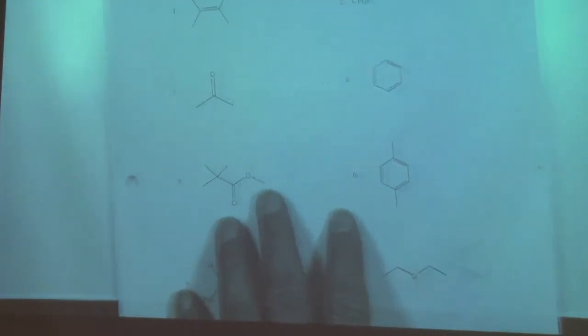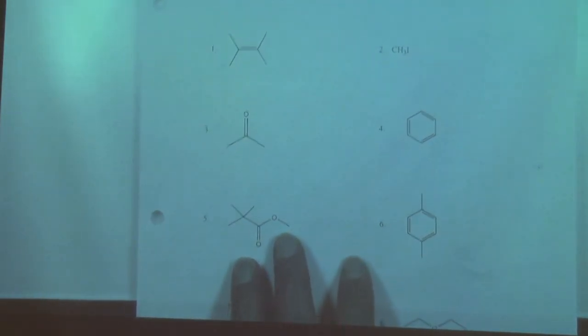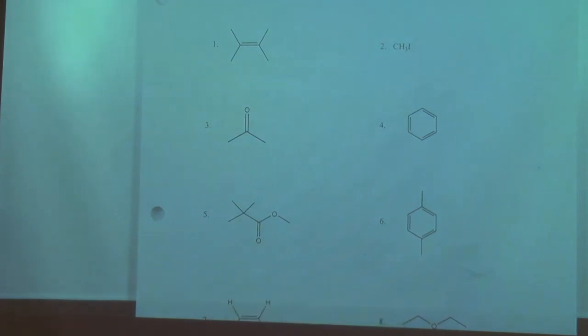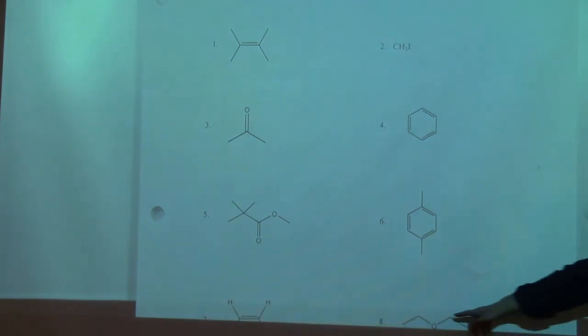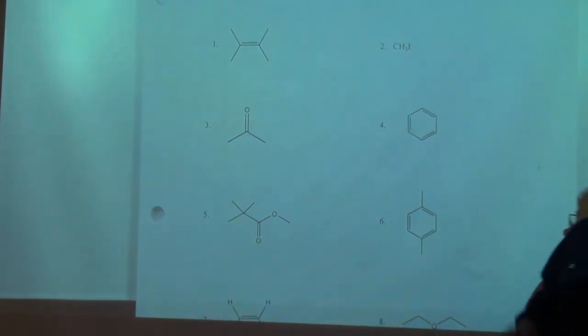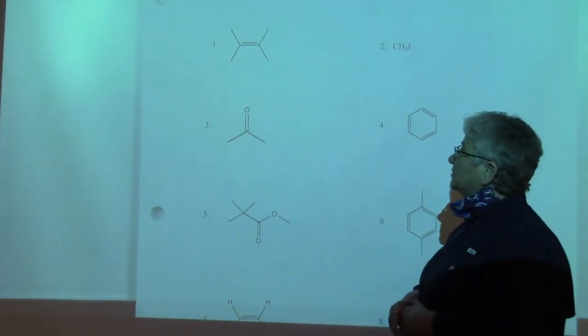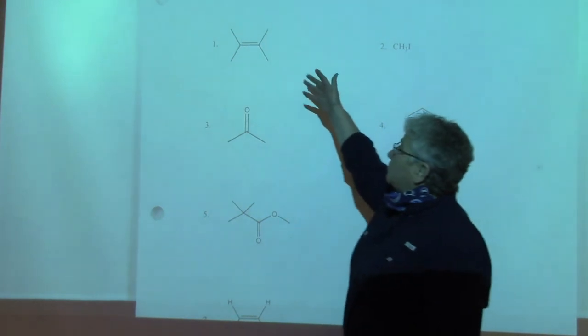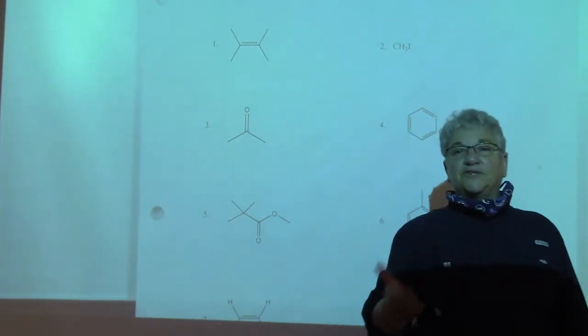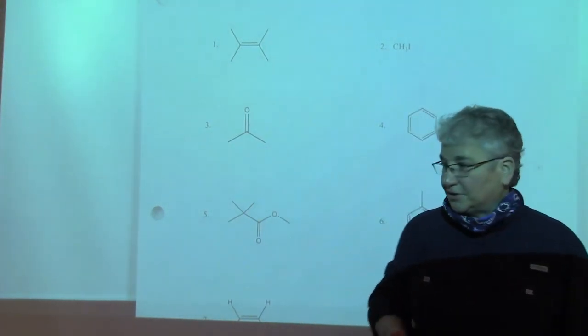So let's go ahead and start talking about proton NMR. So we're going to start with proton NMR, and you have this sheet. There are 8 compounds. Go ahead and pause the video now, and what I want you to do is to just tell me how many equivalent protons or hydrogens are present in these molecules.